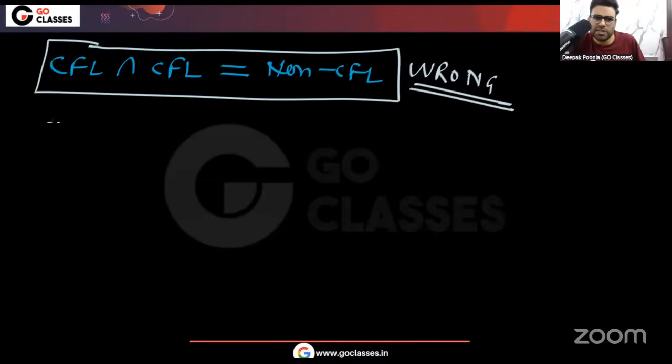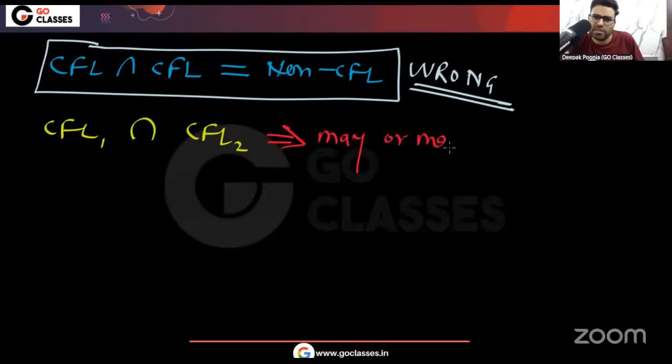Let me tell you about CFL intersection. If you have two context free languages, CFL1 and CFL2, and you take their intersection, remember, the resulting language may or may not be CFL. Because the resulting language may or may not be CFL, we say that context free languages are not closed under the intersection operation.